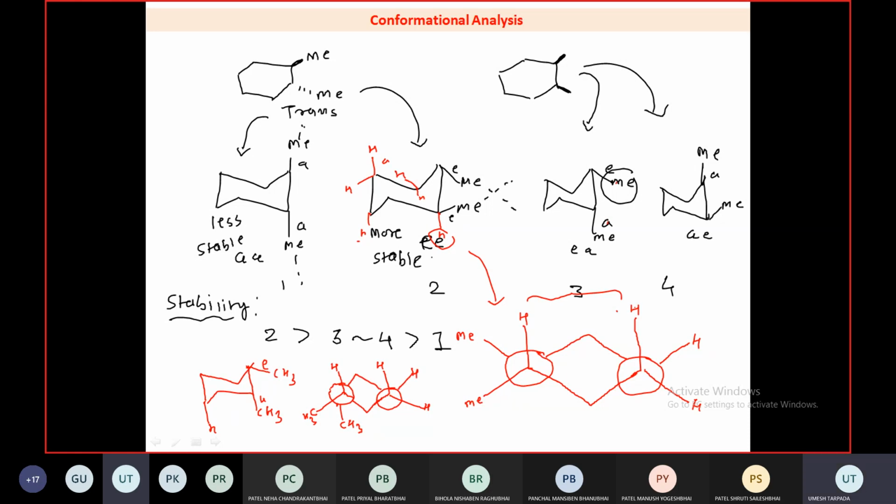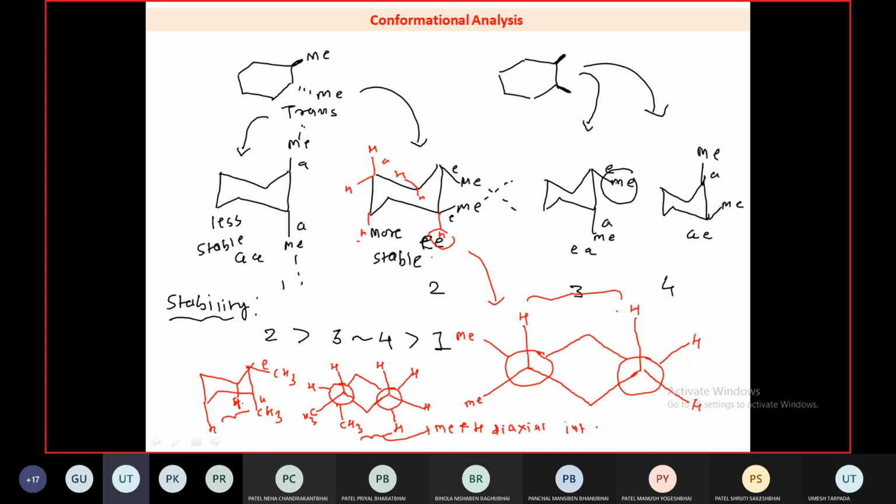So in this case, what happens? There is an interaction over here. This interaction is called methyl and hydrogen diaxial interaction. And therefore, this structure is less stable. Okay, so the total interactions are: here you are getting two Boch interactions. One is a methyl-hydrogen interaction here. One is a methyl-hydrogen Boch interaction here.